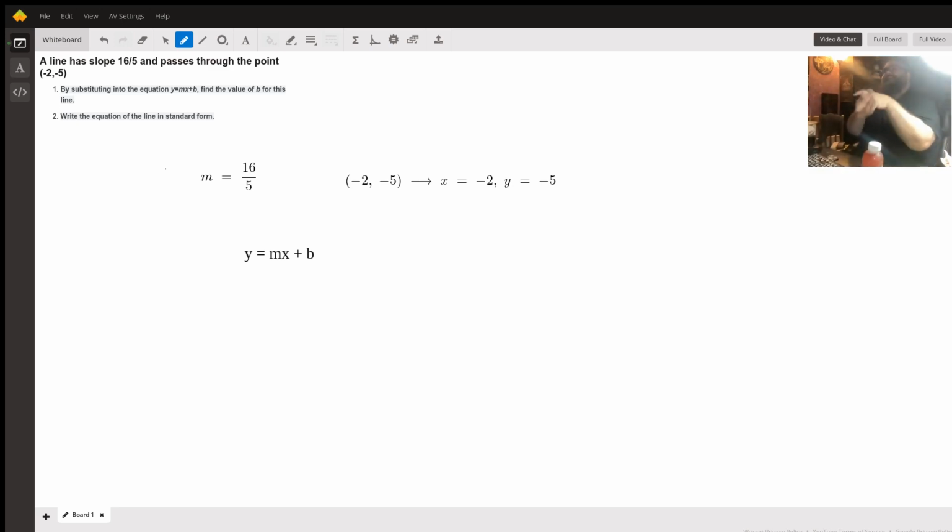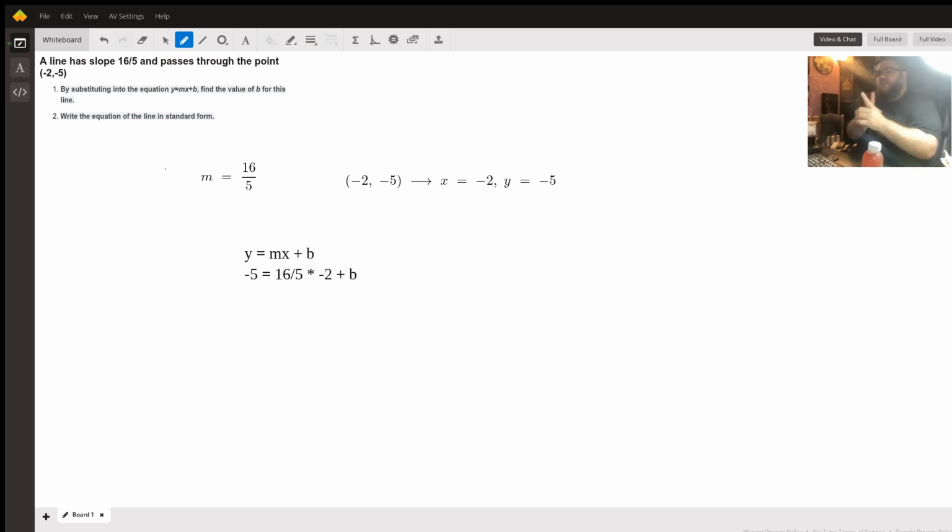But let's see here. We know y is -5, right? We know that m is 16 over 5. And we know that x is -2. We don't know b. So to write something in slope-intercept form, we need to know b, which is the y-intercept, right? So we don't know that. So let's go ahead and solve for b.